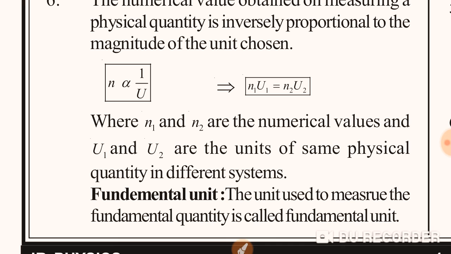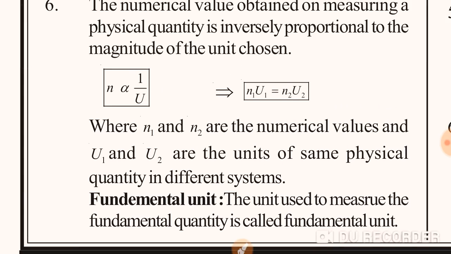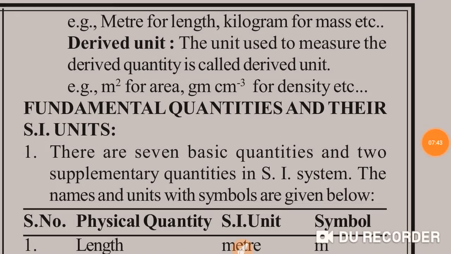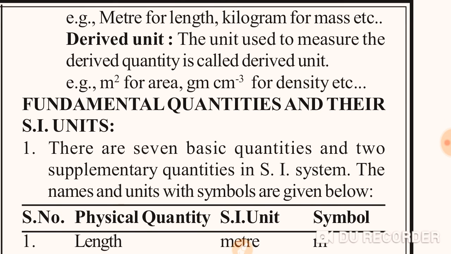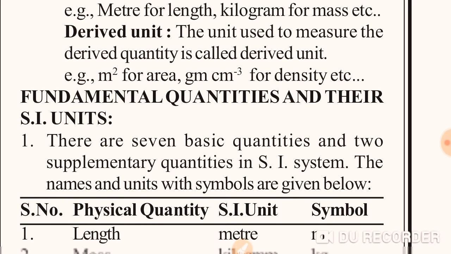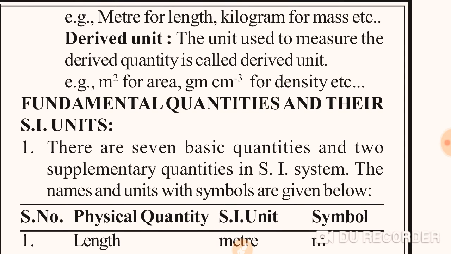Lastly, the fundamental unit: the unit used to measure a fundamental quantity is called a fundamental unit, for example meter for length, kilogram for mass, etc. And a derived unit: the unit used to measure a derived quantity is called a derived unit, for example meter square for area and gram per meter cube for density, etc.